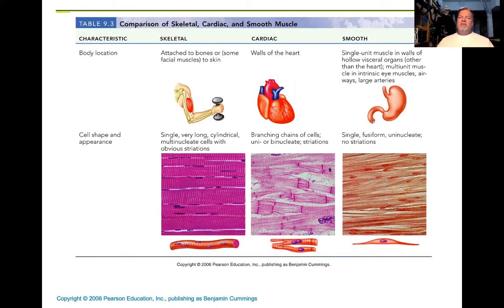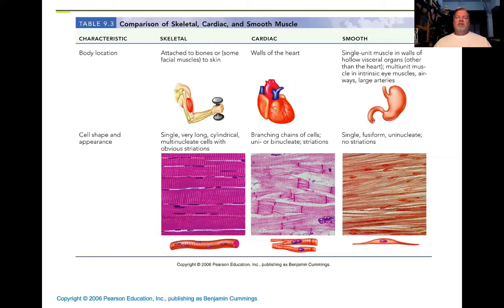When it comes to the functional characteristics of muscle tissue, we can use the word excitability, or irritability. This is the ability to receive and respond to stimuli. After excitability, we have contractility, the ability to shorten forcibly. We have extensibility, the ability to be stretched or to extend. We have elasticity, the ability to recoil and resume the original resting length.